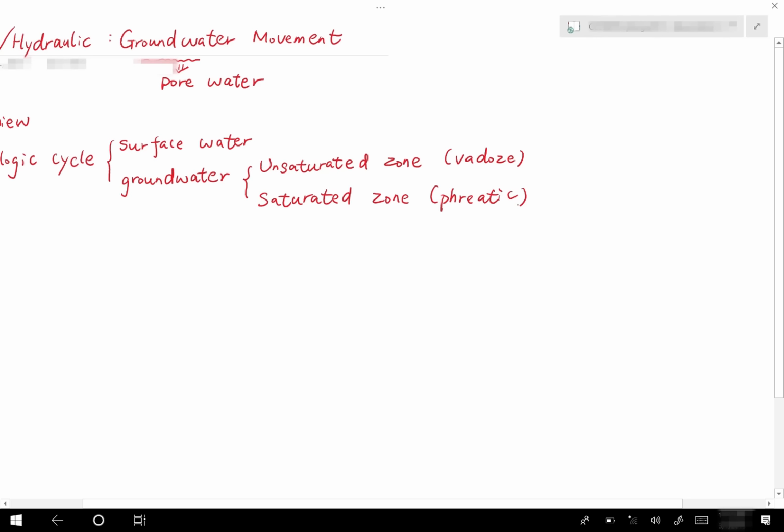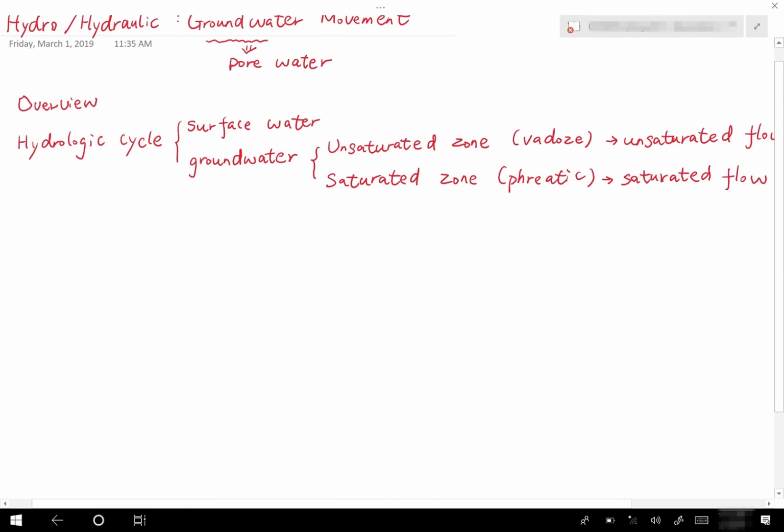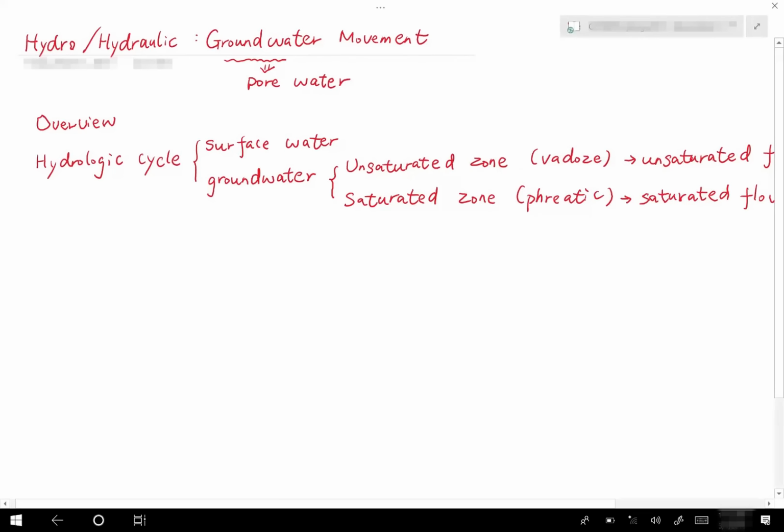And the water flow in the unsaturated zone is unsaturated flow. Some people in soil science prefer to call it the variably saturated zone. And for the saturated zone, we have saturated flow. And this is the overview. Again, this hydrologic cycle is called a water cycle. It's the movement of water through the surface of the earth.